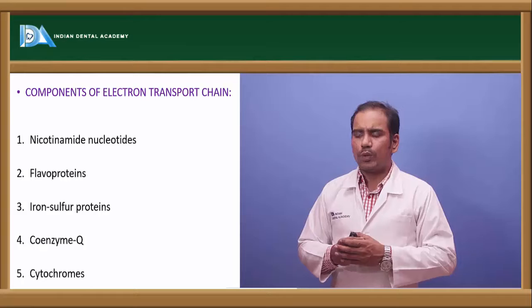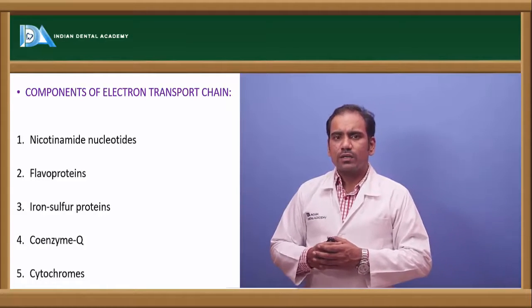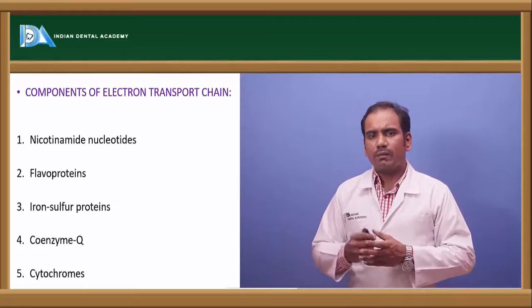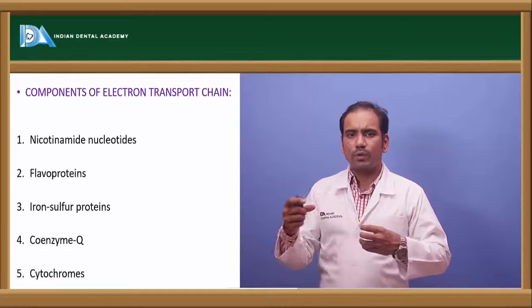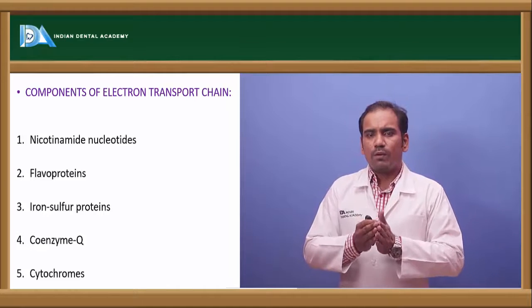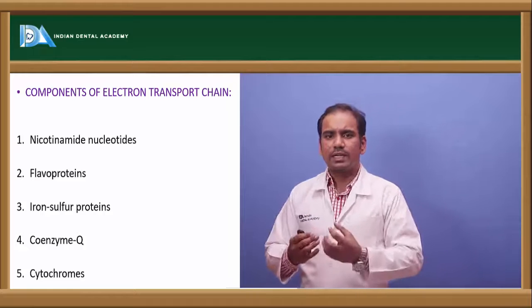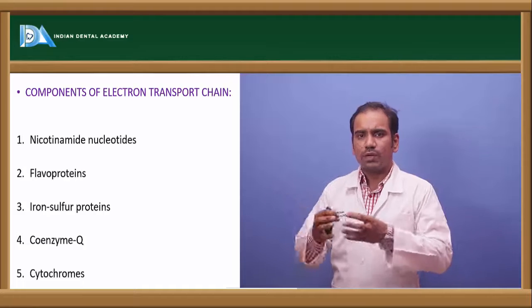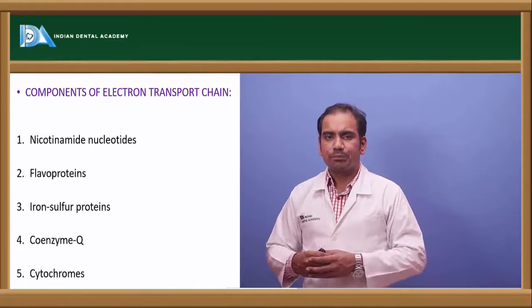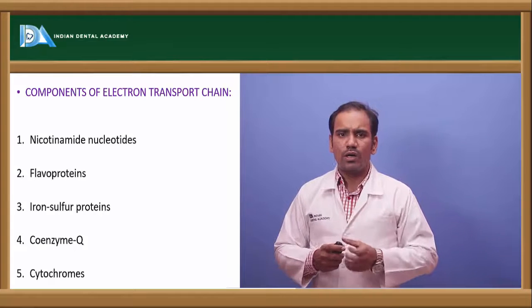Coming to coenzyme Q, this is the mobile component of the electron transport chain. All the remaining components are fixed, and coenzyme Q is a mobile component. It can move from complex 1 and complex 2 to complex 3. So it carries electrons from complex 1 and complex 2 to complex 3. It is also called ubiquinone. So coenzyme Q or ubiquinone.